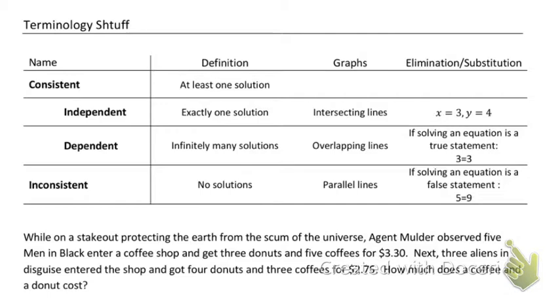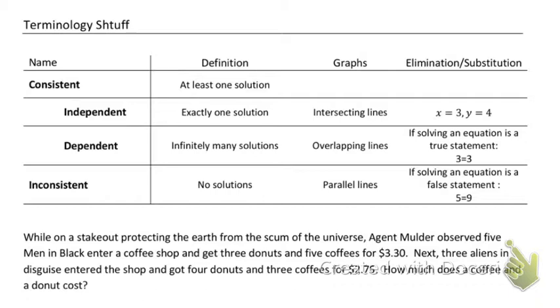All right, so the 3 big words we're looking for are independent, dependent, and inconsistent. But let's start with consistent. If I say a system is consistent, that means it has at least one solution. Consistent branches off into 2 other categories. Independent is when that system has exactly one solution. So independent means you have exactly one solution.